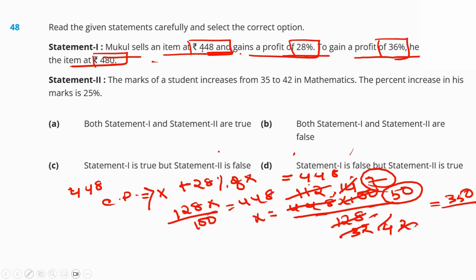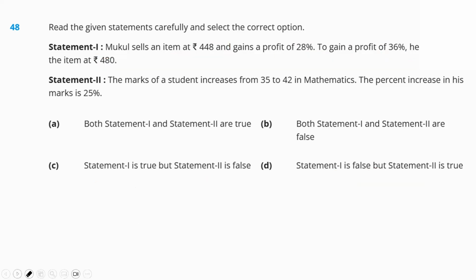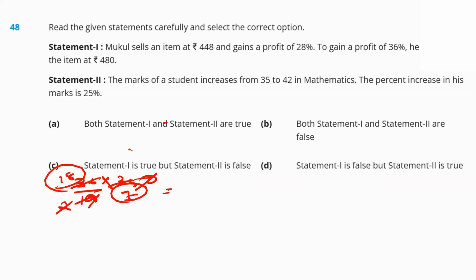If the cost price is 350, and I have to make 36% profit, how much is 36% of 350? 36% of 350 is 36 into 350 by 100. That's 5 7s are, 5 2s are, 2 18s are, 18 into 7 left. That's 126. 126 plus 350. That means it should have been sold for 476. But according to the question, it's sold for 480.